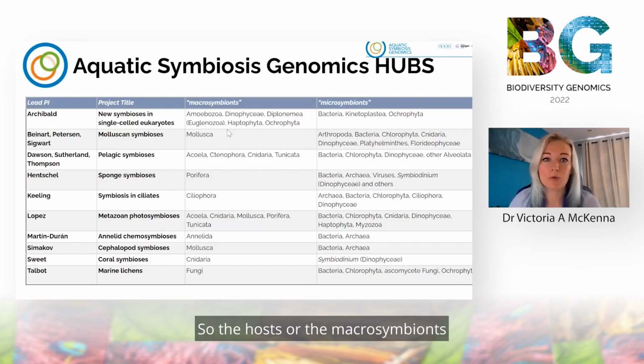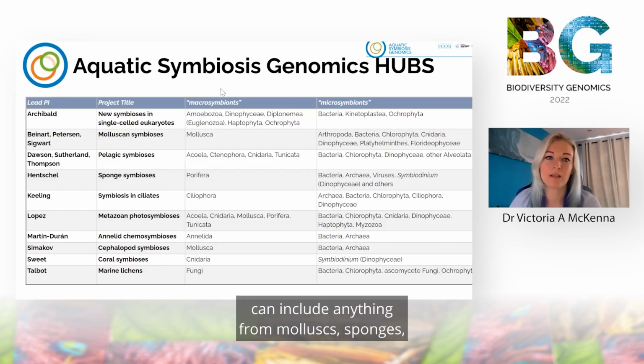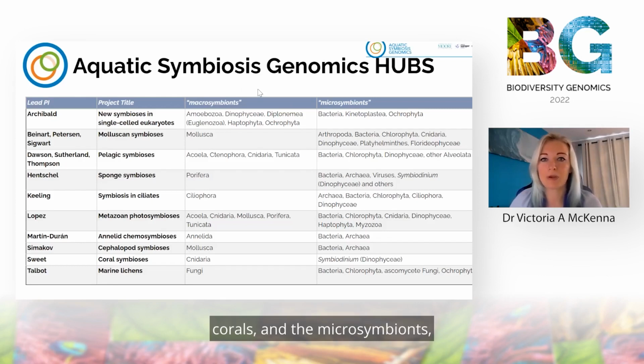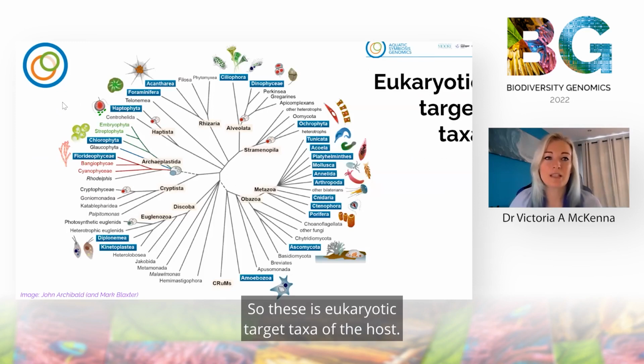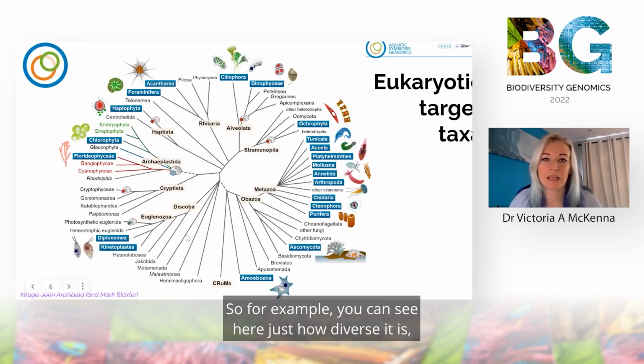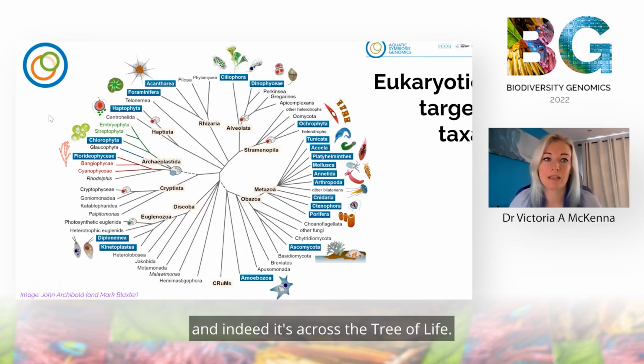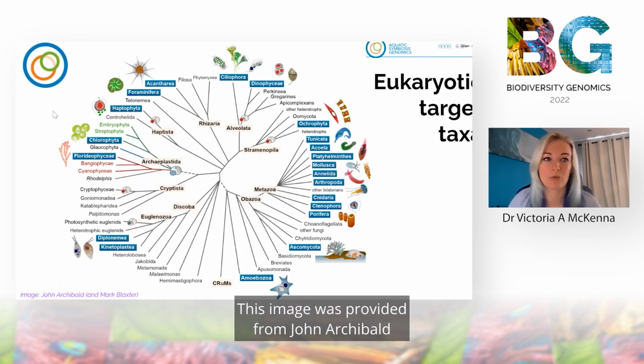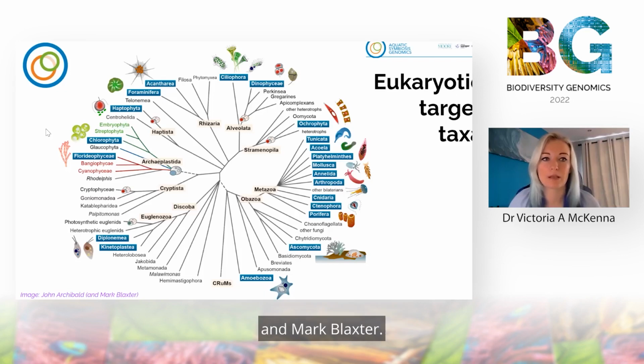The hosts or the macrosymbionts can include anything from mollusks, sponges, and corals, and the microsymbionts are usually things like bacteria. This shows the eukaryotic target taxa of the host. For example, you can see here just how diverse it is, and indeed it's across the Tree of Life. This image was provided by John Archibald and Mark Blaxter.